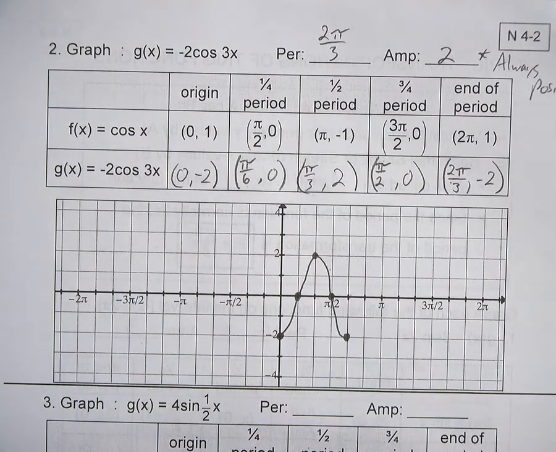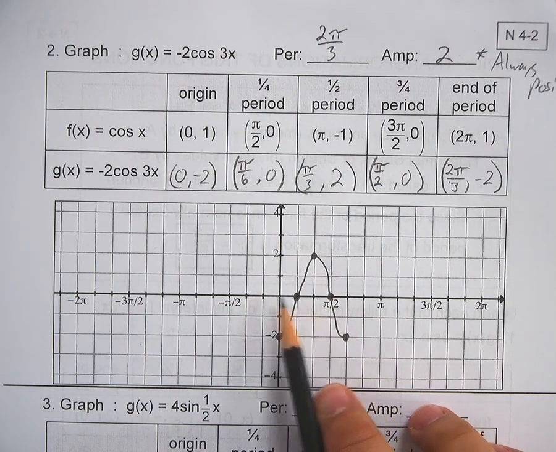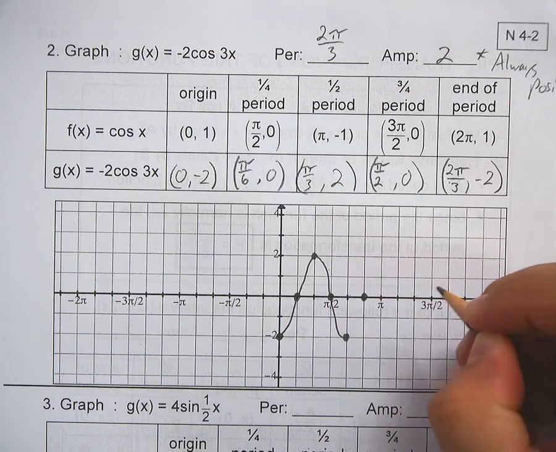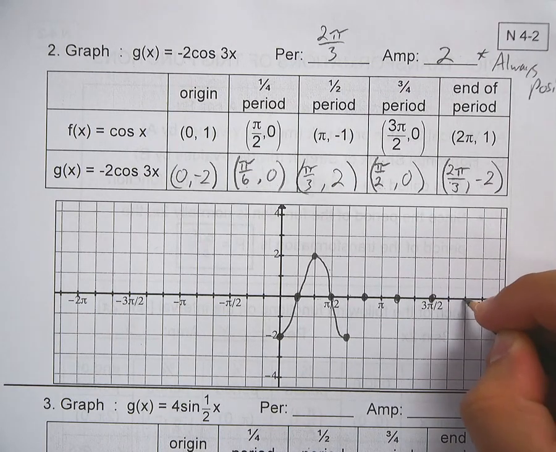Now, here's how I like to do this. Find out how far it is from your zeros. So it's here, skip to here, skip to here, skip to here.